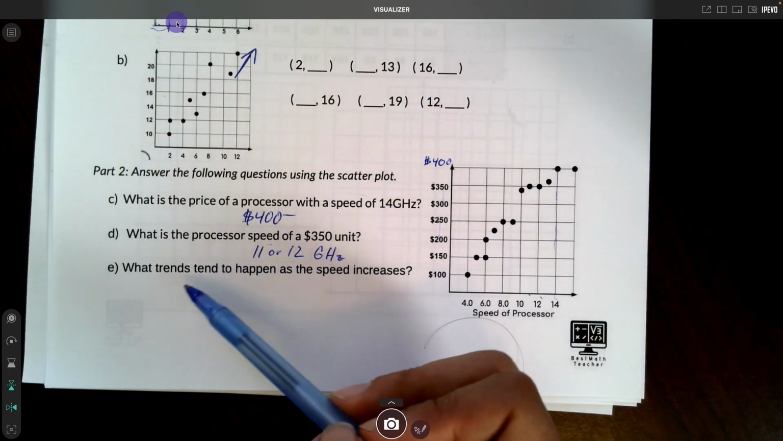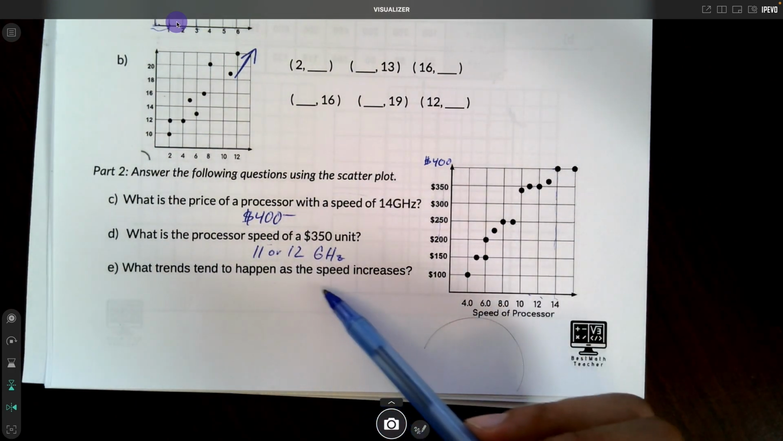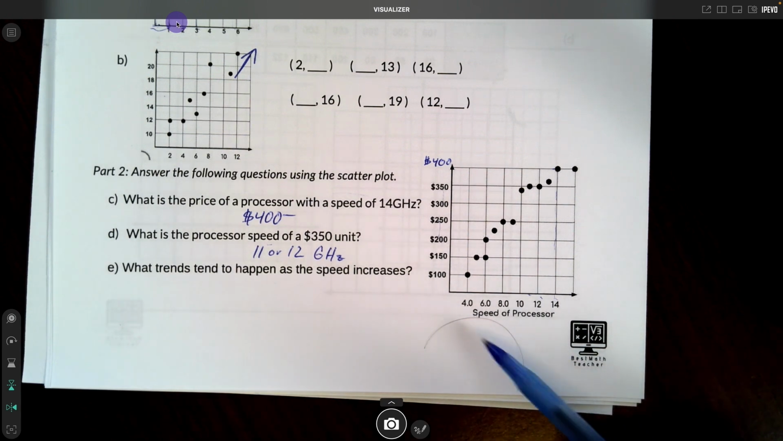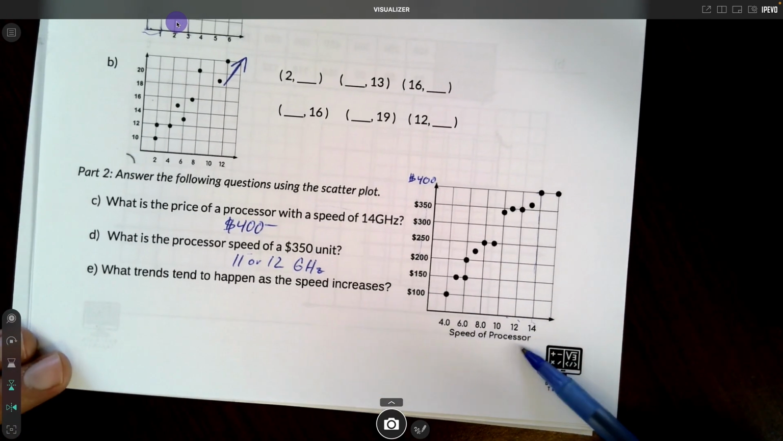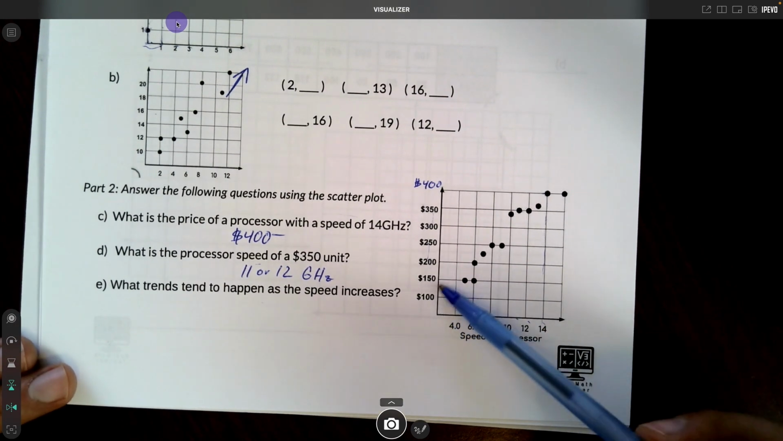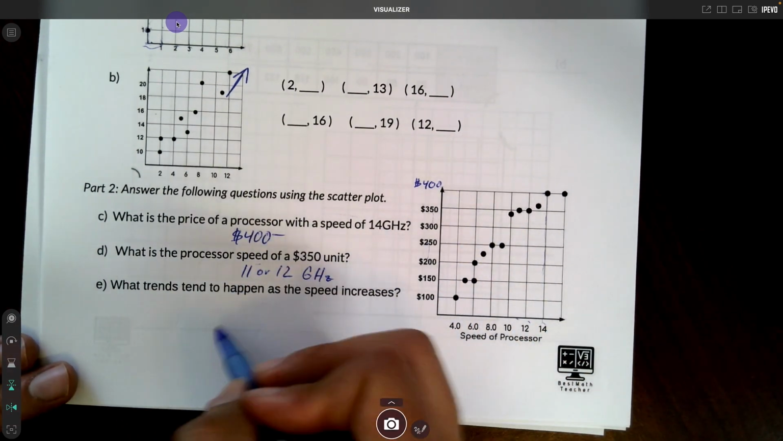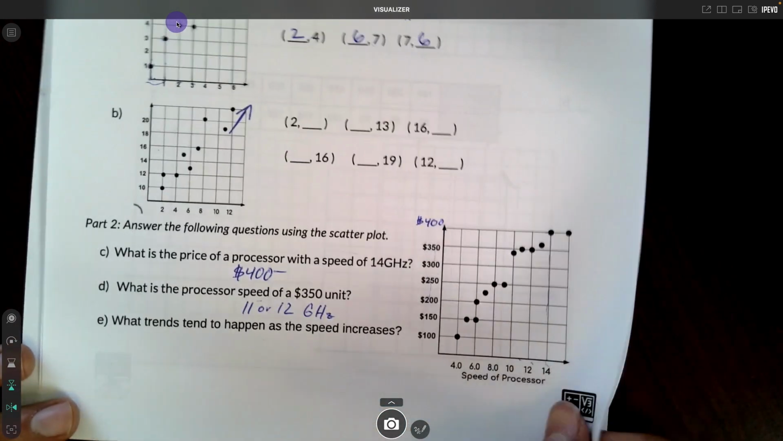And obviously we already talked about this: what trend seems to happen as the speed increases? As the speed of the processor increases, so does the price. So that's what you would write. Price also increases. Flip it over.